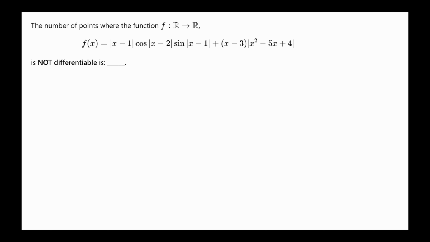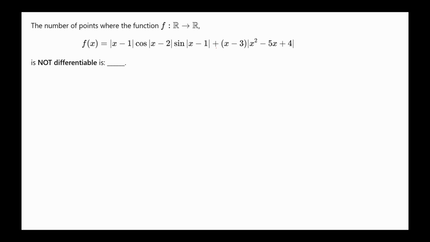Now let us look at this question. This is a good question, and this would basically clear out all your doubts about differentiability at any points. Now what have they asked us? The number of points where this function is not differentiable. That means the value of f dash x is going to come out to be undefined somewhere. So let us try to find this out.